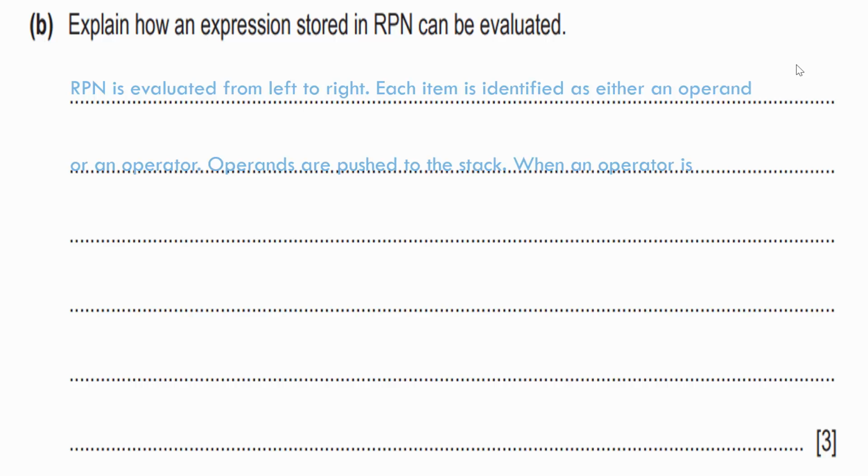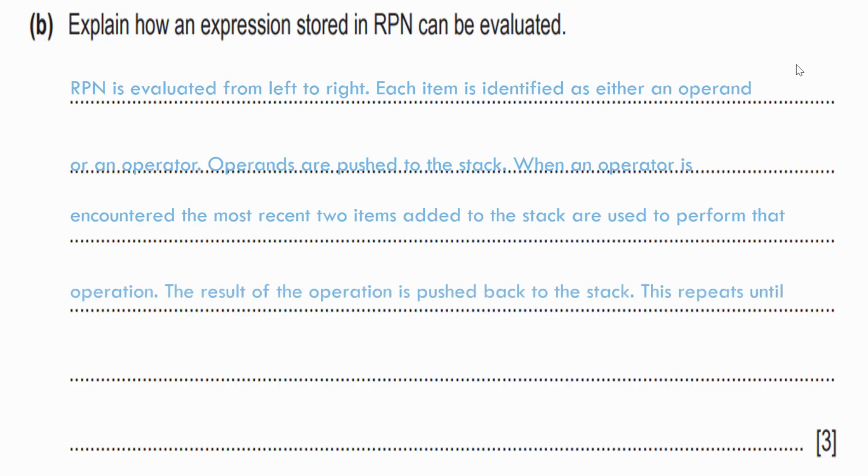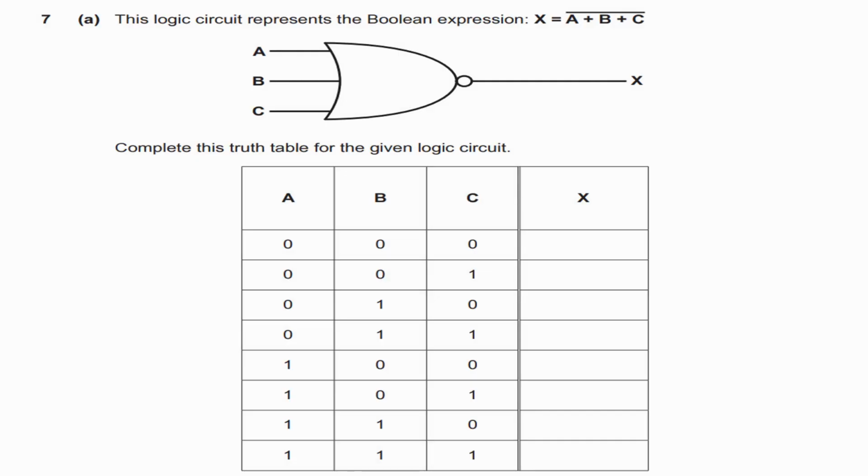Now, your operands, which are not your math symbols, we push them to the stack. When we encounter an operator, the most recent 2 items added to the stack are used to perform that operation. This is the 10 divided by 5, the 20 times 3. The result of the operation, we pushed it back to the stack. And we kept repeating that until the end of the RPN expression was reached and we found the final result.